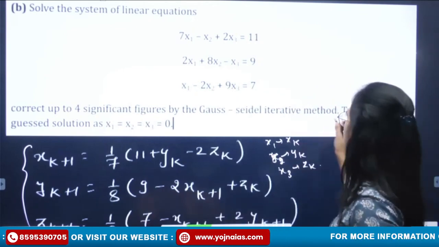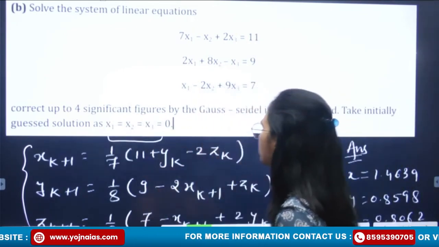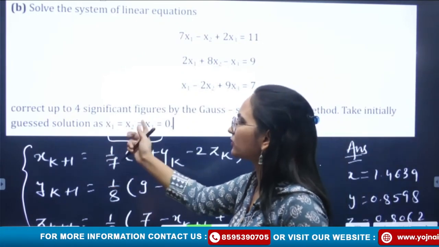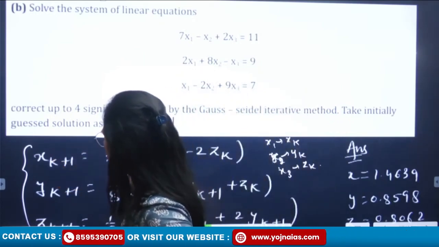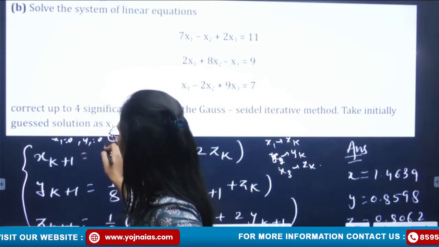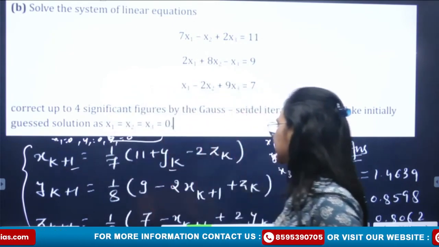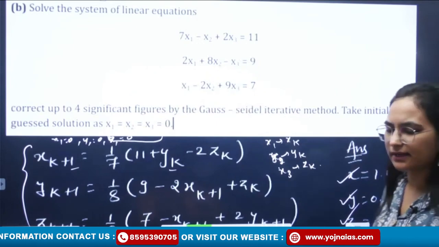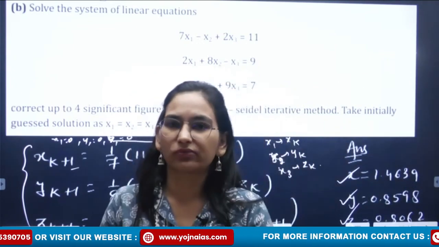And they had said that initially guess solution x1, x2, x3 is equal to 0. So x1 is equal to 0 put karoge, you will get x(k+1) is equal to 1 first iteration mein. So x1 to de hi rakha hai tumhe, y1 bhi de rakha hai 0, z1 bhi de rakha hai 0. Aur yahan se baki ke iterations nikalte jao aur ye solution ho jayega. Hame nahi karna hai, we need to use the calculator there so that टाइम भी बचे और कैलकुलेशन मिस्टेक्स भी ना हो.